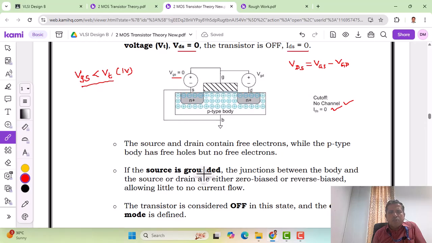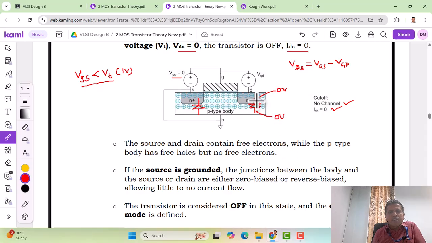If the source is grounded, the junctions between the body and the source or drain are either zero biased or reverse biased. What do you mean by that? Here we can just interpret it like a diode or PN junction. As we can see here, we can also consider this like a PN junction, and look at the bias conditions for this PN junction. The cathode of this is at 0 volts, and the anode is also at 0 volts. So we can say that it is zero biased or reverse biased.